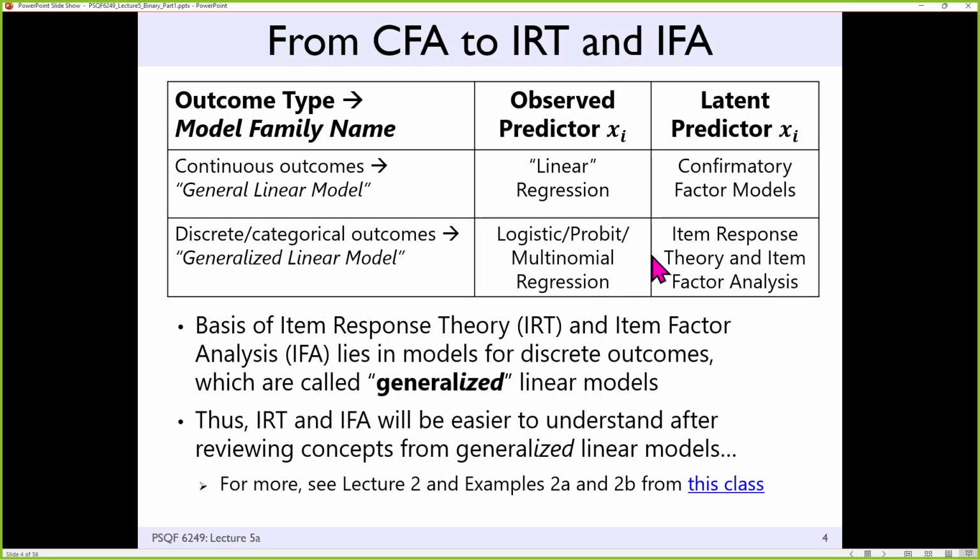So the direct translation using this analogy of regression leads us to, if you add a latent predictor instead, we call that either item response theory, abbreviated IRT, or item factor analysis, abbreviated IFA. Okay, so that's the big picture. If you understand logistic regression, the rest of this is very straightforward. If you don't understand logistic regression, this is impossible.